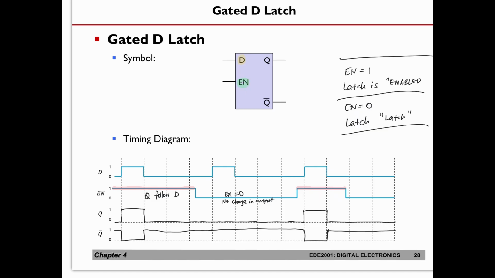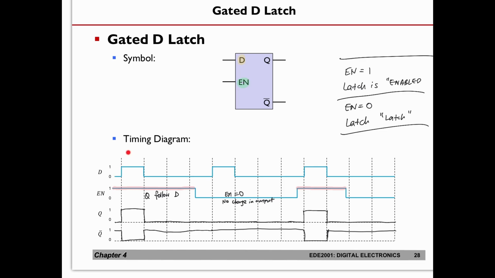Right, so this is how a gated D latch works. To give a simple statement as to how it works, you can say that when enable is 1, or when the latch is enabled, Q will basically follow what the input D will be. So when the gated D latch is enabled, your output Q will just follow what D is.